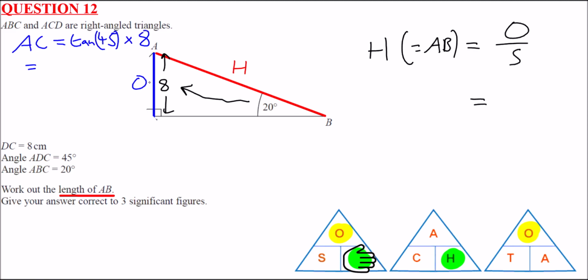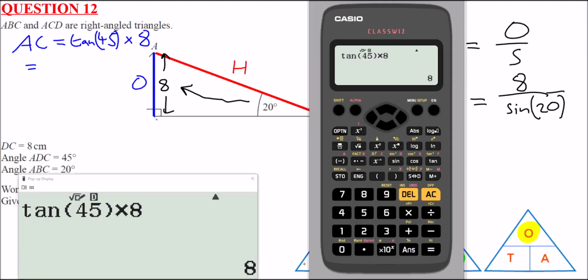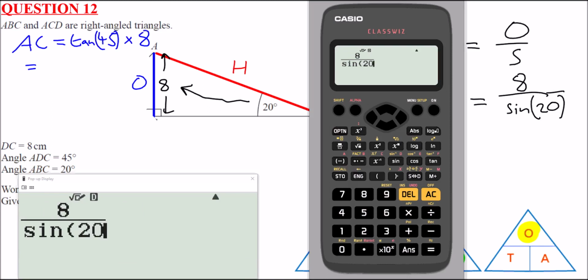O stands for the opposite side, which is a length of 8, and S stands for sine of the angle we are dealing with, which in this case is 20. So H is going to be 8 over sine 20. If we work this one out now, press the fraction button, 8 on top, sine 20 on the bottom, press equals, we get 23.390 and so on.